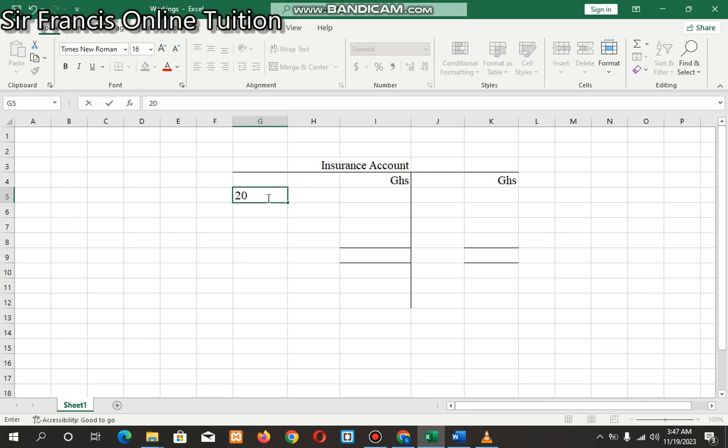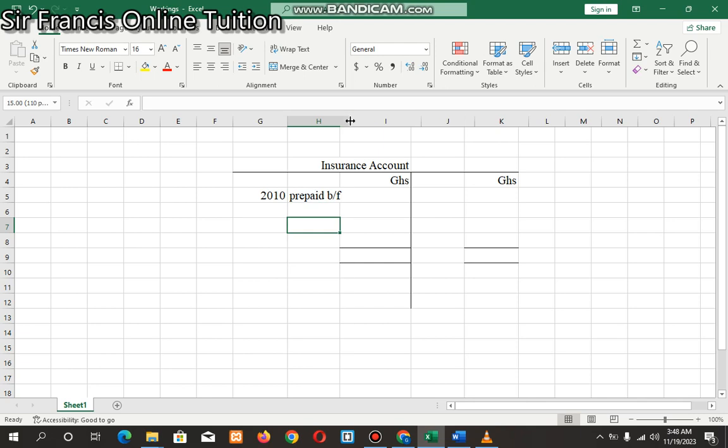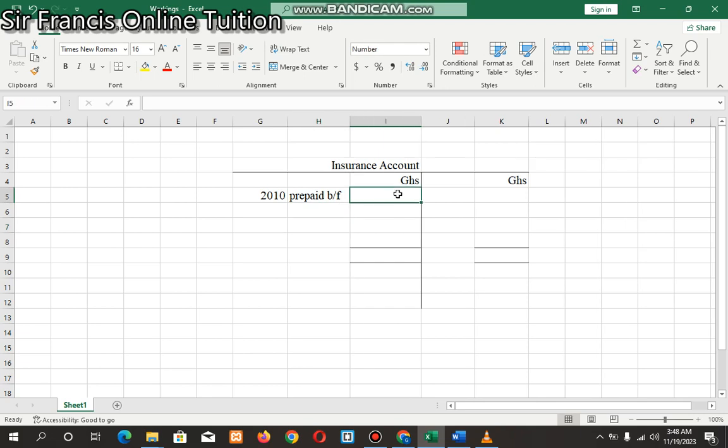So here we have 2010, balance brought forward. Okay, expenses prepaid. You can write something like this: prepaid brought forward. So it was paid in the previous year, but it is in our books for 2010. So here the amount is 5,000. So don't forget that the first entry should be done first.